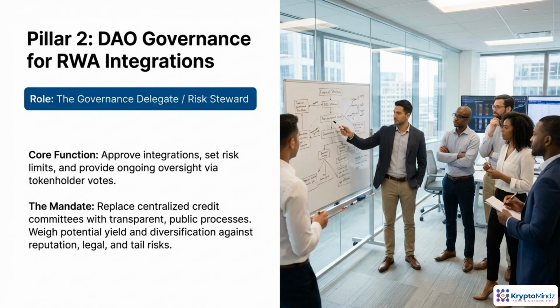Once RWAs plug into DeFi, someone has to decide which assets are allowed in, at what size, and under what conditions. That's where DAO governance for RWA integrations comes in. The governance delegate, or risk steward, acts like the protocol's decentralized credit committee, approving integrations, setting risk limits, and continuously checking whether yield still compensates for legal, reputational, and tail risks.